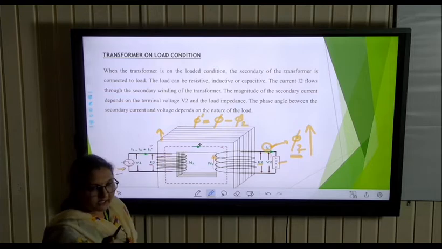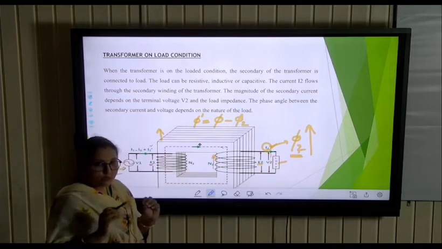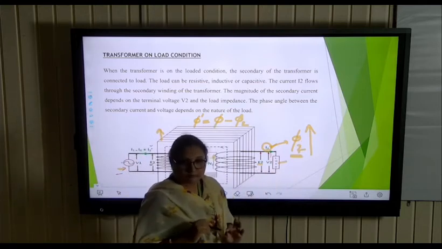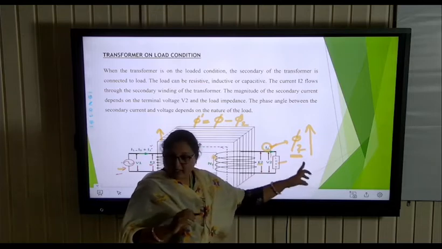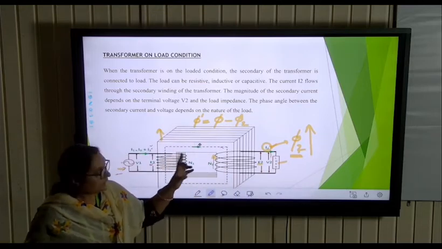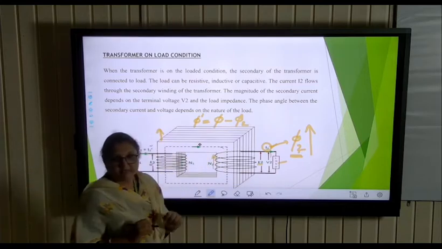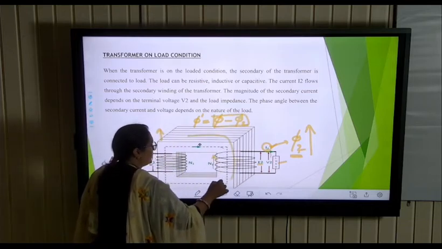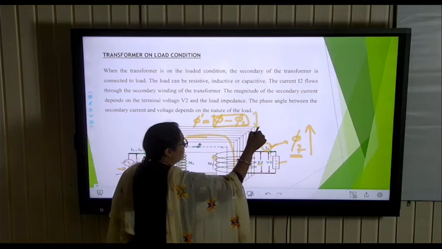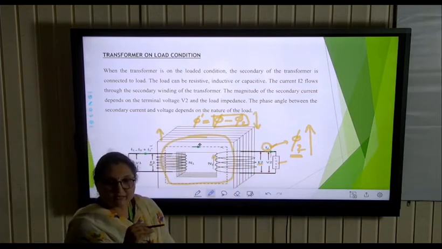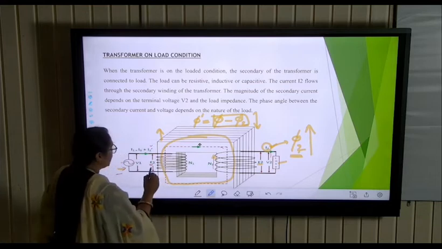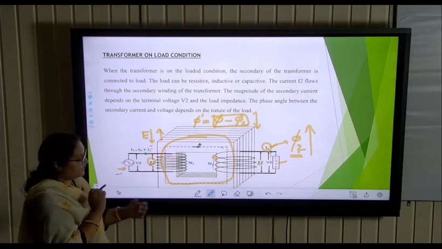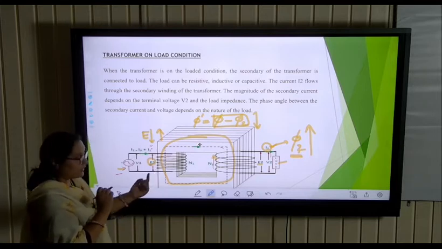Initially there is only one flux phi. The moment you load this transformer, there will be another flux phi2, and this flux will be opposite to the previous flux. So the resultant flux which is going to circulate through this core is going to decrease. When this resultant flux decreases, what will happen? That means the magnitude of E1 is going to decrease.